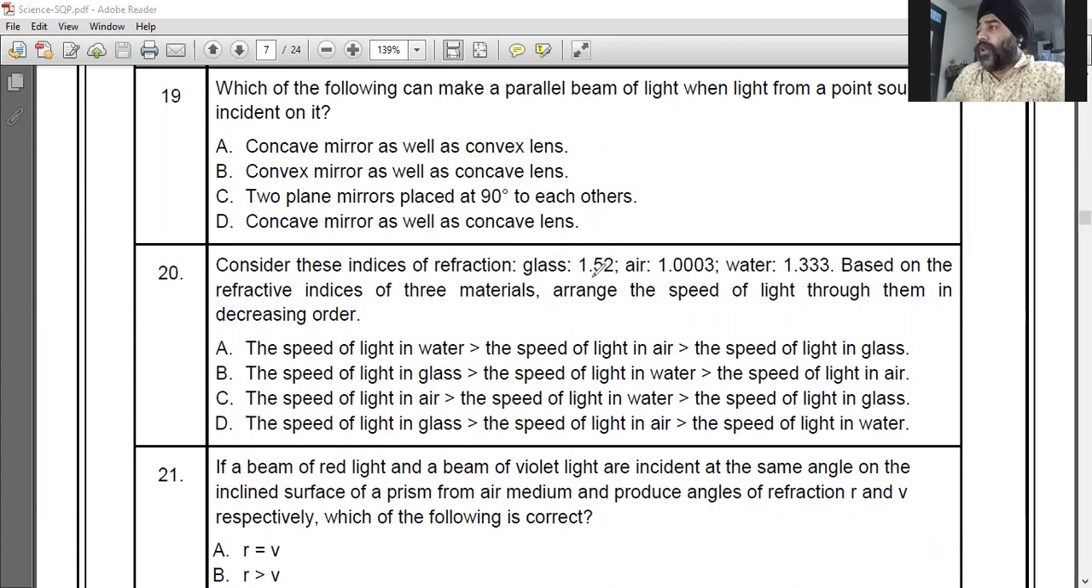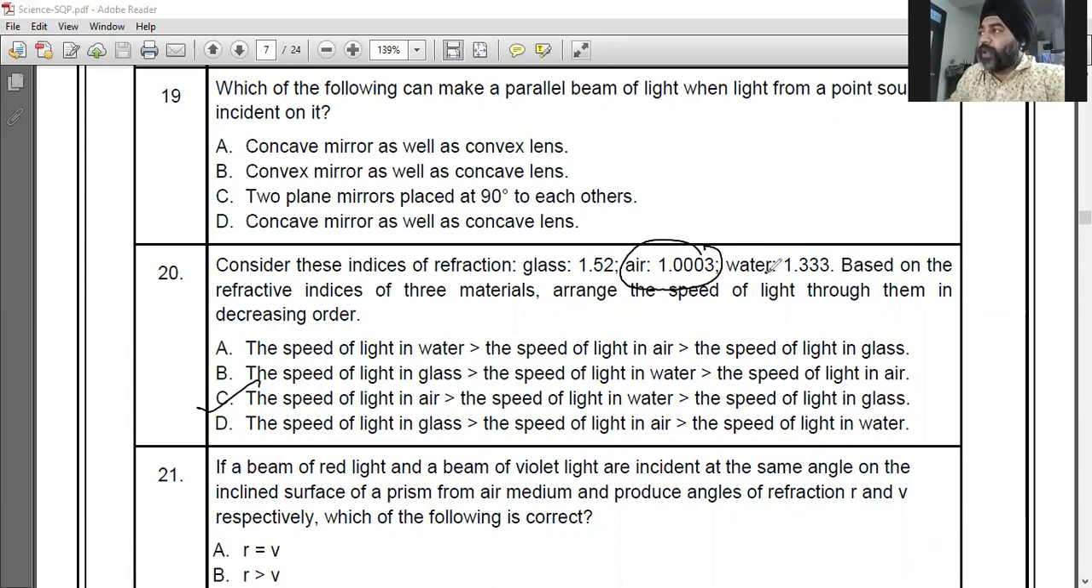Now, let me tell you that if the refractive index of the medium is more, then the speed of light will be less. And if the refractive index is less, then the speed of light will be more. So here we have to arrange them in the decreasing order of their speed. Okay, so the highest speed will be in air, because the refractive index is less. So here you can find that the speed of light in air is greater in this option. So this option is correct.